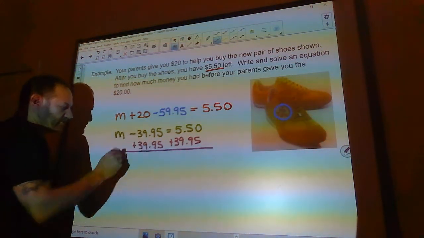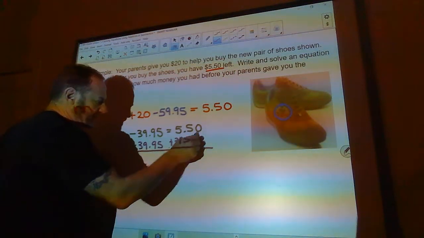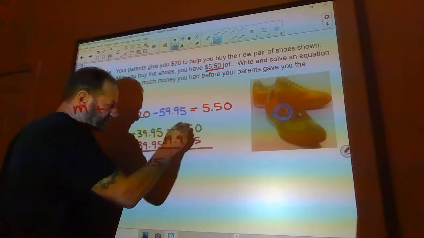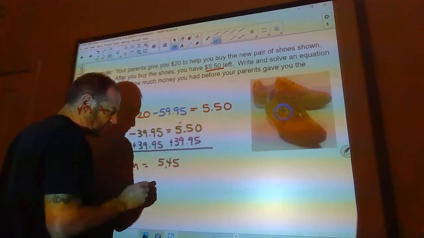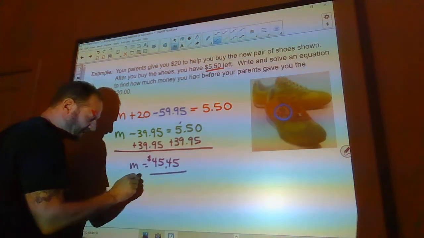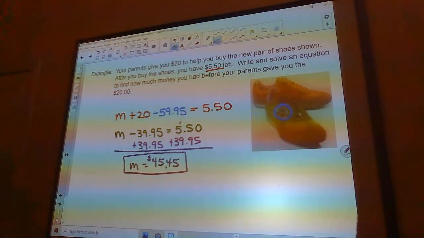So this all goes away. I'm left with M. This becomes 5. That's 14. Carry my 1. That's going to be 15. Carry my 1. That's going to be 45. I had $45.45 of my own money before I started this.